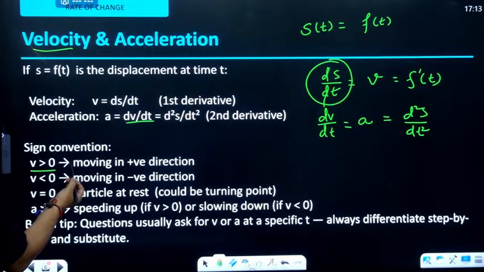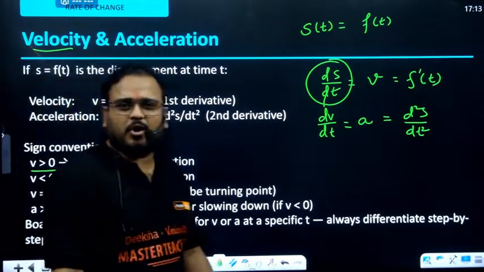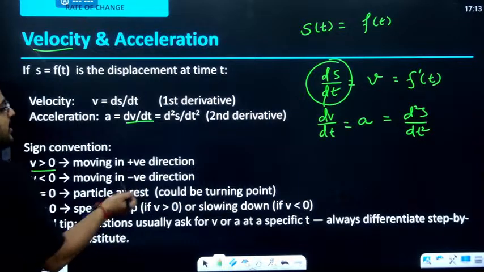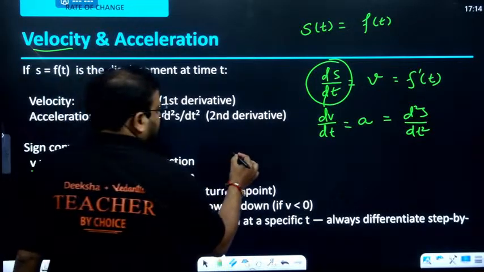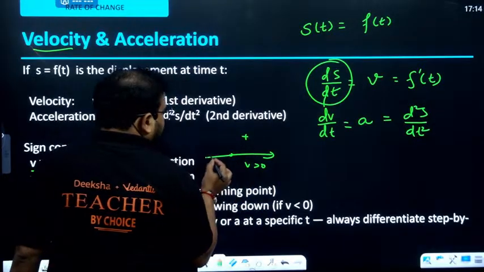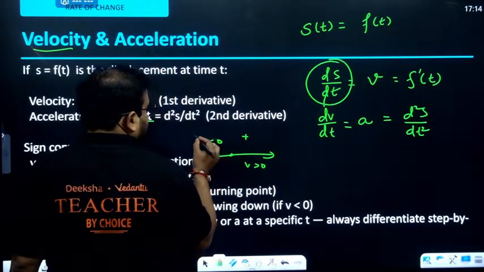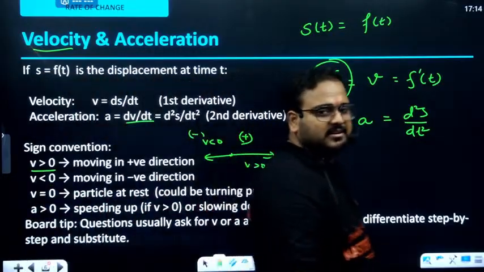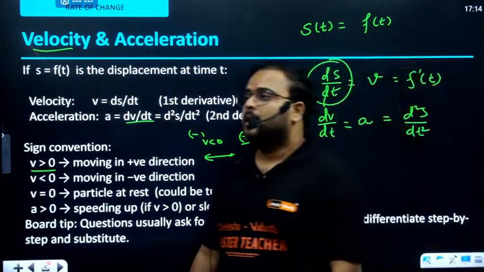If velocity is 0, what does it mean? You're not moving. If velocity is positive, you're moving in the positive direction. This is all basic concepts of physics only. Velocity less than 0 means we are still moving, but in the opposite direction. Let's say if I take from here to here as positive, then v positive means this way, and v negative means this way.